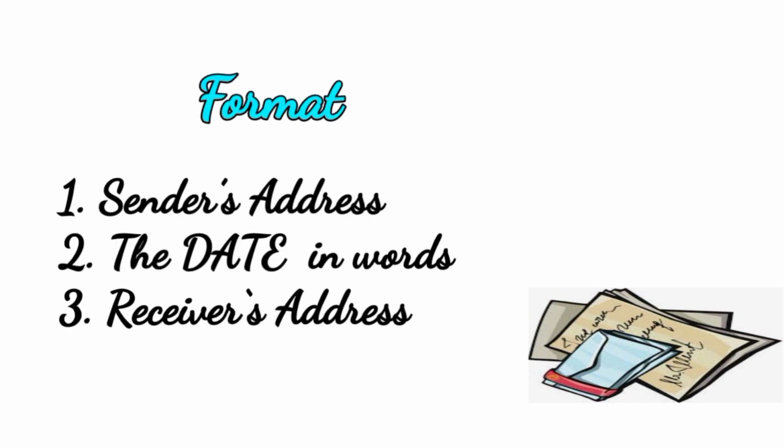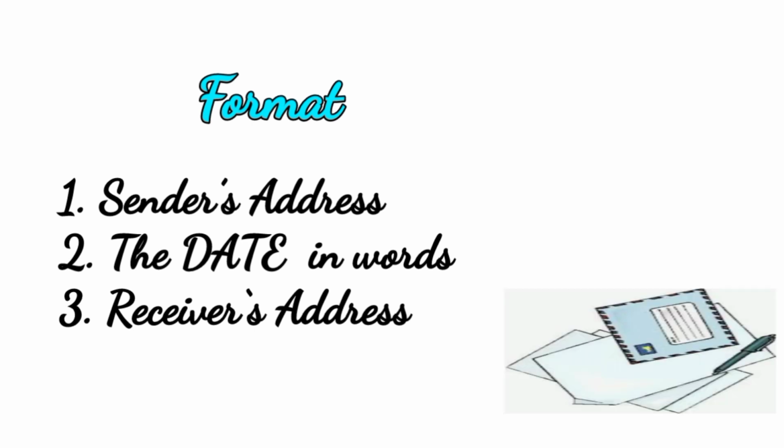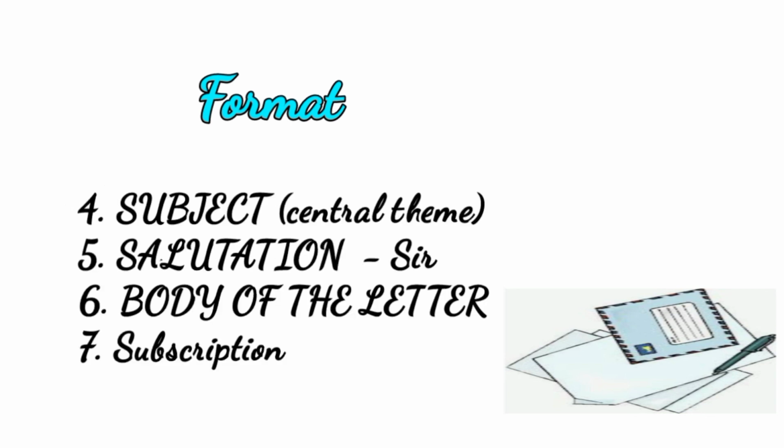Let us now understand the format of writing a formal letter. Number 1. Put the sender's address here. Number 2 is the date that appears directly below the address in words. Number 3 is the receiver's address. You should first write the designation of the receiver, for example, the manager, followed by the address. Number 4 is the subject of the letter. A subject should illustrate what the letter is about or the central theme.